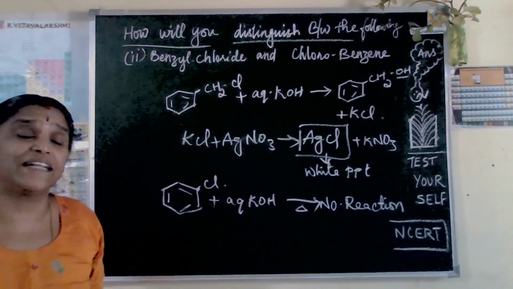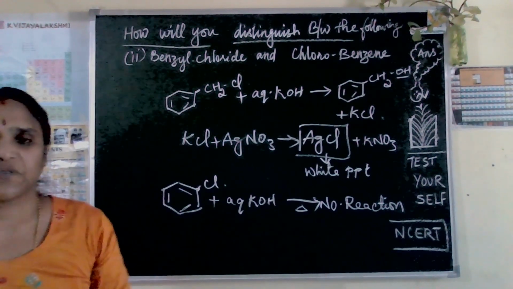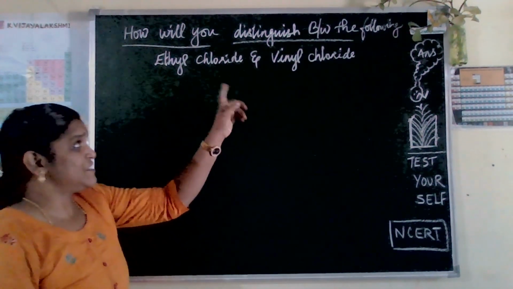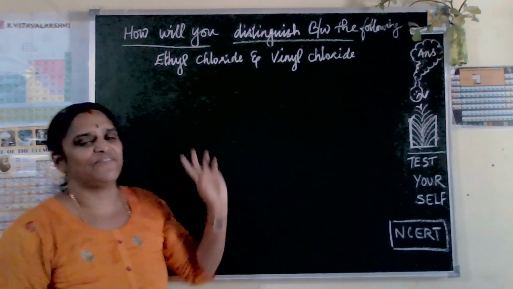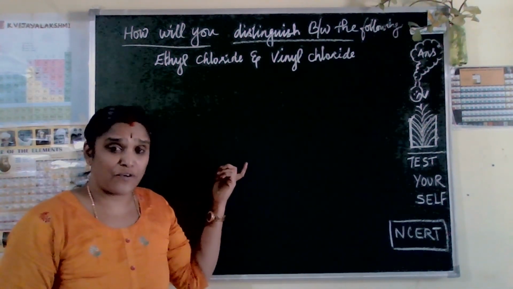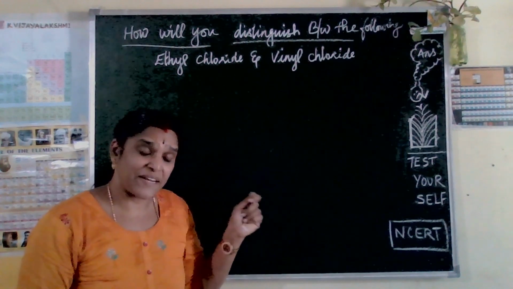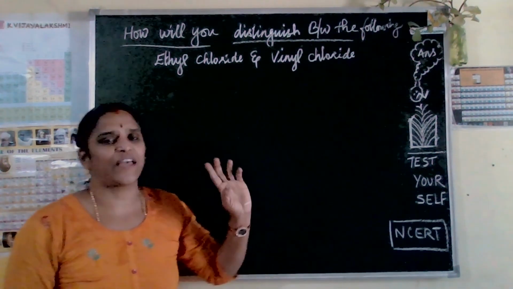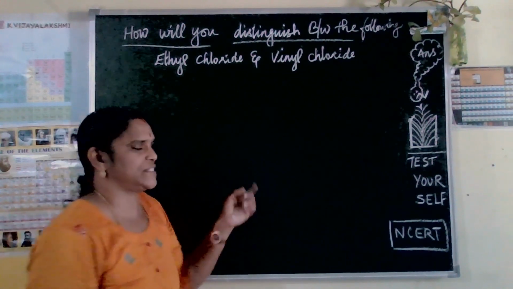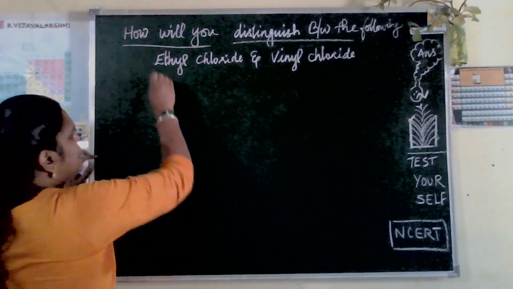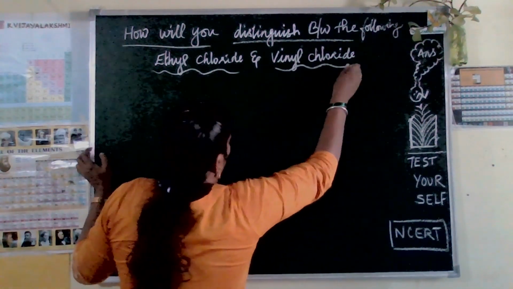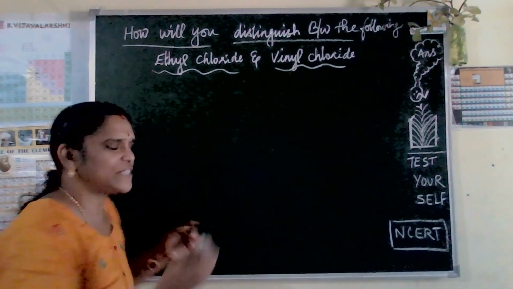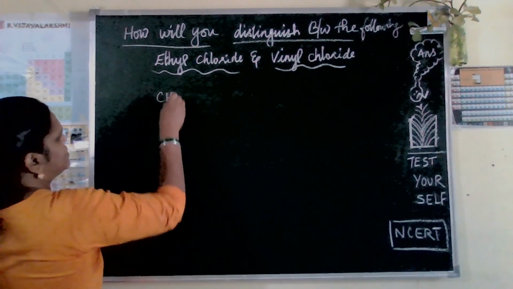Let us go for one more distinguishing question. Distinguish between ethyl chloride and vinyl chloride. I also wanted to mention why chlorobenzene does not undergo reaction with KOH. Now, ethyl chloride and vinyl chloride, the same concept. What is that concept? Aqueous KOH only.